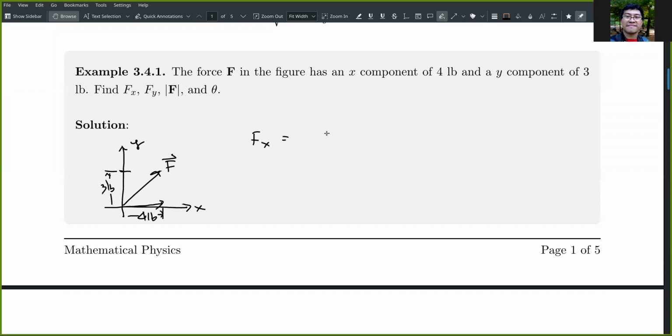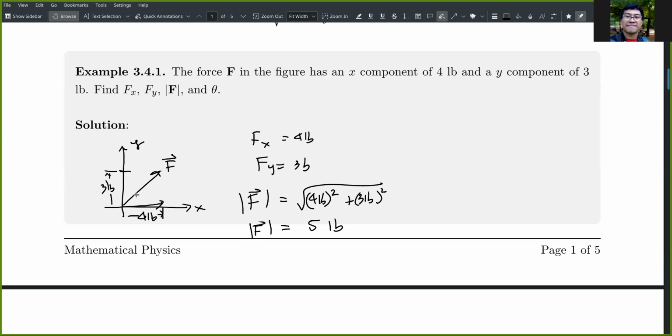Fx is simply 4 pounds. Fy is 3 pounds. So F magnitude is just the square root of 4 pounds squared plus 3 pounds squared. 4 squared is 16. 3 squared is 9. 16 plus 9 is 25. Take the square root of 25. That's 5.